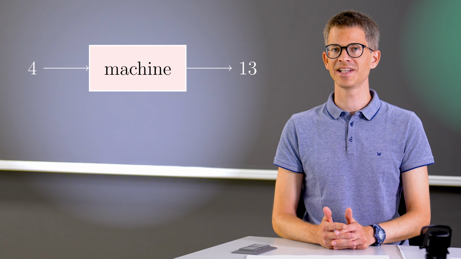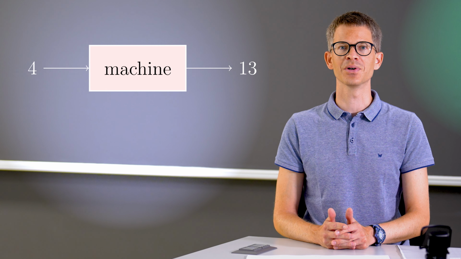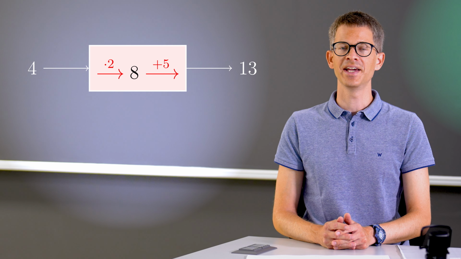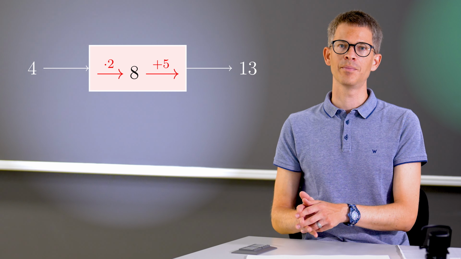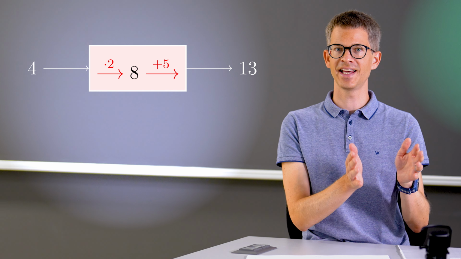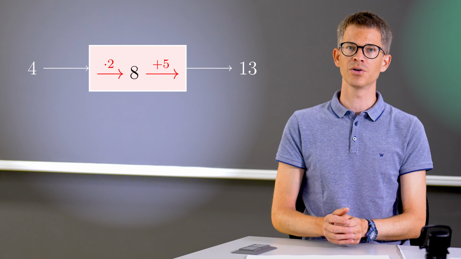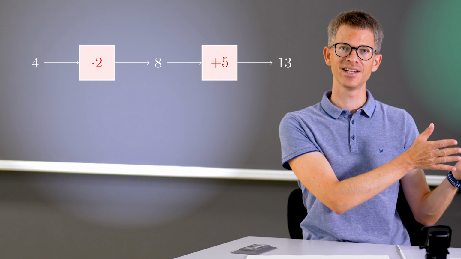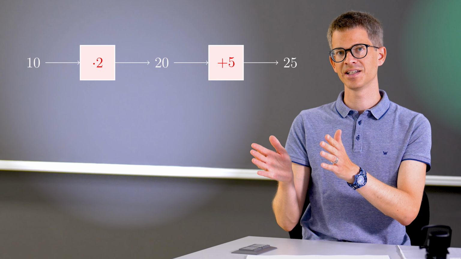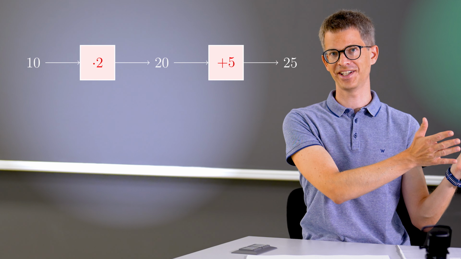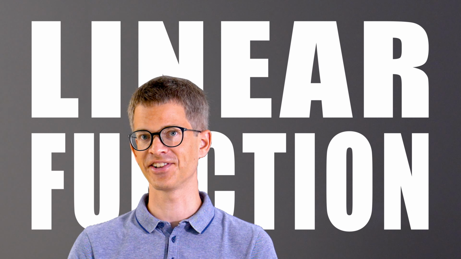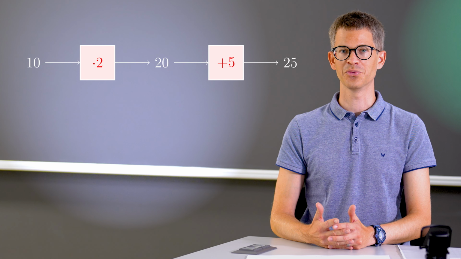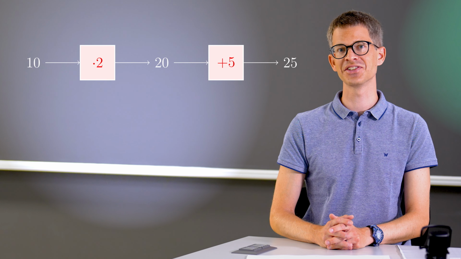At the moment, our example function is a black box. So let's open it up. It takes the input value, multiplies it by 2, and then adds 5. So for an input of 4, the output will be 13. For an input of 10, the output will be 25. We call such a machine that consists of a multiplication followed by an addition a linear function. There you have it. You finally understand what a linear function is.